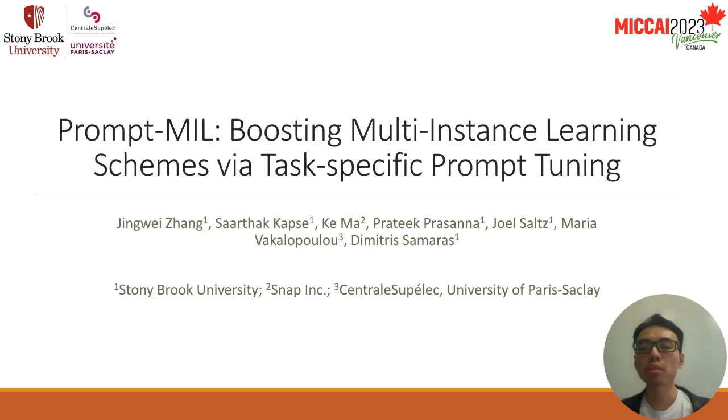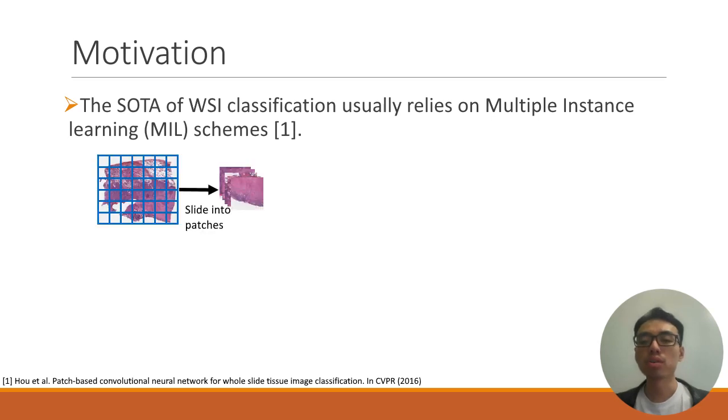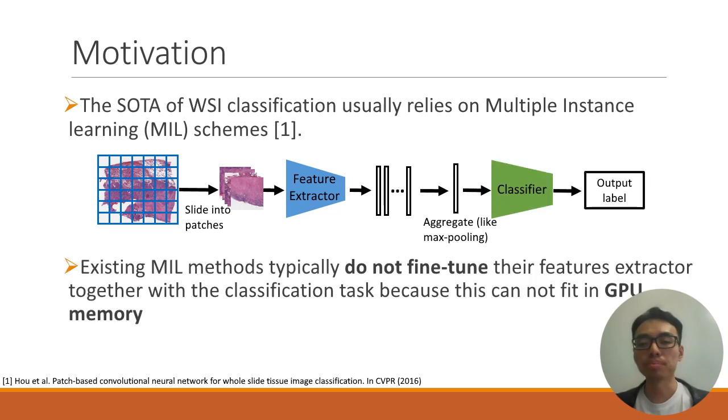I'm going to talk about our paper, PromptMIL: Boosting Multiple Instance Learning Schemes via Task-Specific Prompt Tuning. To begin with, whole slide image classification usually relies on multiple instance learning schemes. As shown in this figure, a whole slide image is divided into patches, and a feature extractor extracts features from them. These features are aggregated into a slide-level representation. Finally, a classifier predicts the output label.